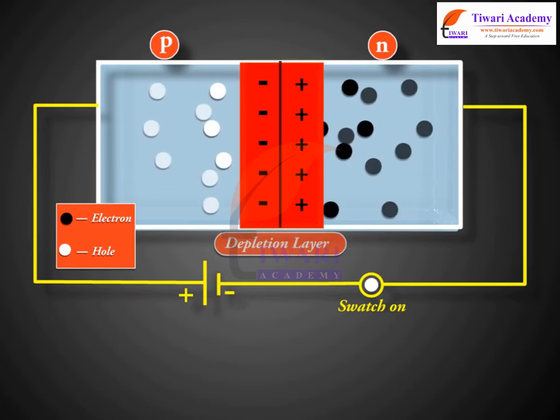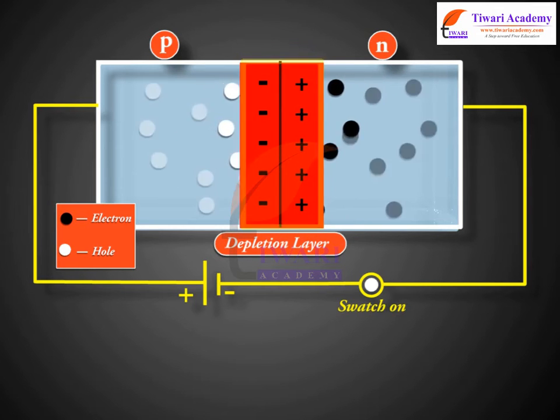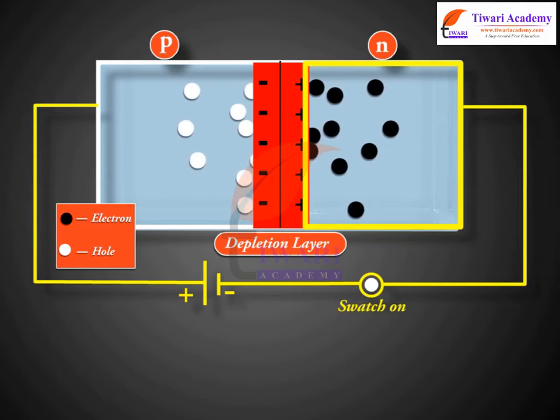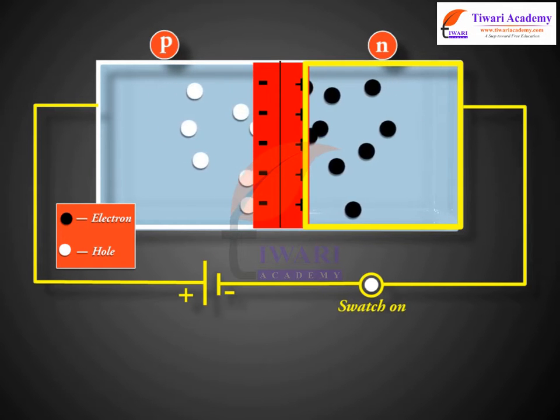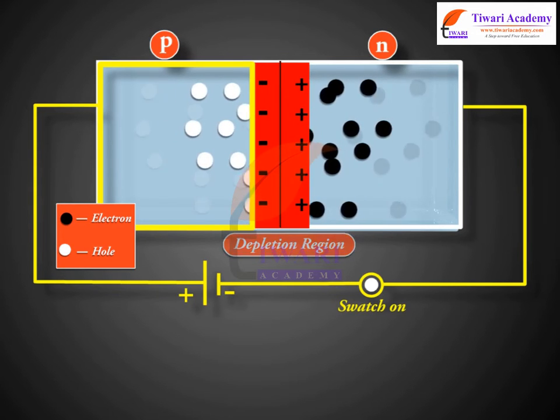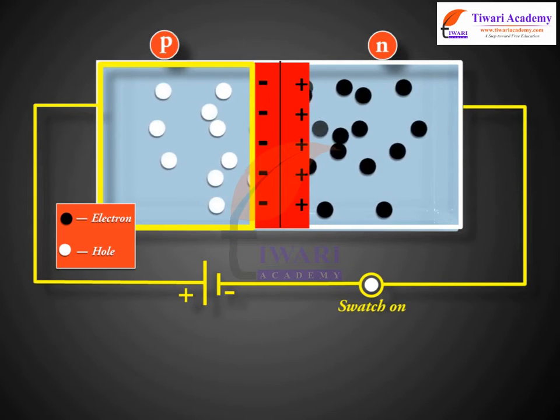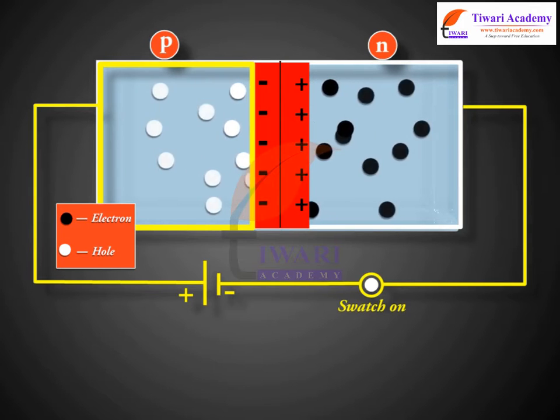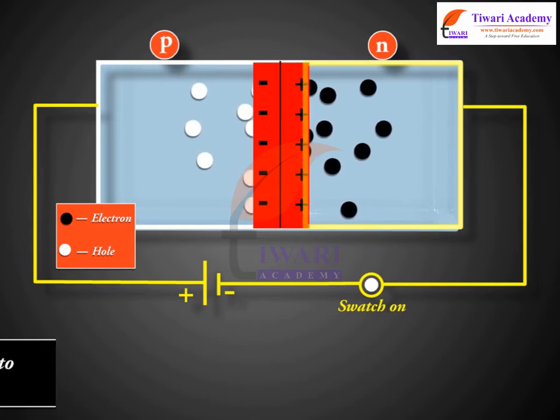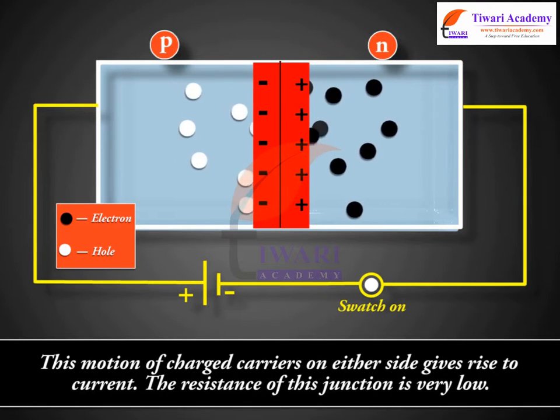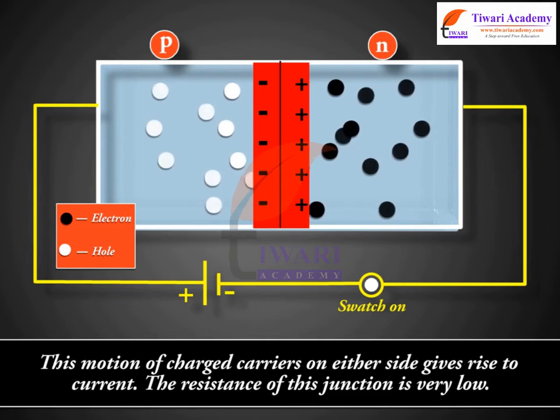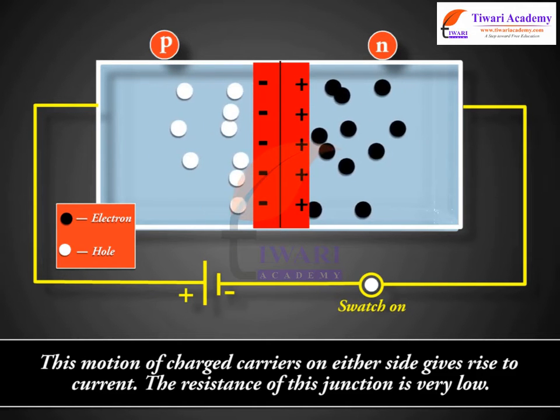The width of the depletion layer around the p-n junction is decreased. Due to the applied voltage, electrons from the N side cross the depletion region and reach the P side. Similarly, holes from the P side cross the junction and reach the N side. This motion of charged carriers on either side gives rise to current. The resistance of this junction is very low.